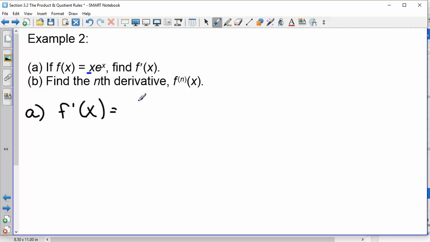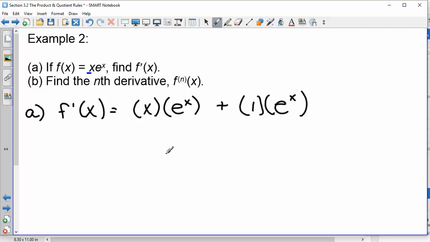So the product rule is the first, which is x, times the derivative of the second. What's the derivative of e to the x? E to the x. Plus the derivative of the first, so the derivative of x, 1, times the second, which is e to the x. So I get x e to the x plus e to the x.